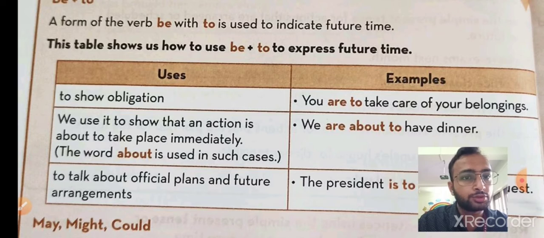We use it to show that an action is about to take place immediately. The word about is used in such cases. We are about to have dinner. So when the word about is used, the things are going to happen immediately after you say the sentence, like when someone is coming to your doorstep and you say we are about to have dinner, so you are going to have dinner within a few minutes.